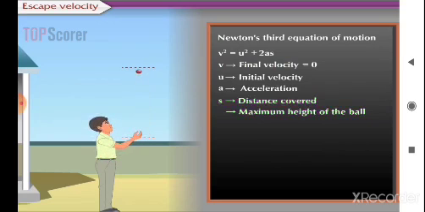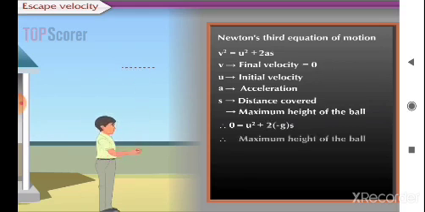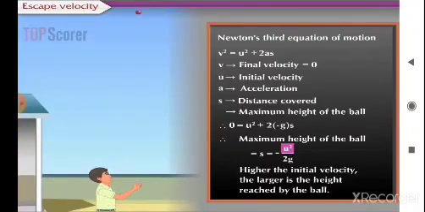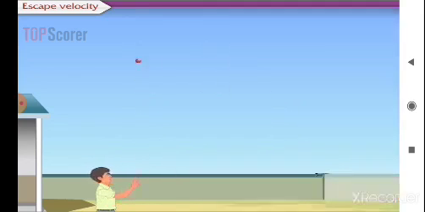That is the maximum height of the ball. 0 is equal to u square plus 2 into minus g into s. Therefore, the maximum height of the ball is s is equal to minus u square upon 2g. Higher the initial velocity, the larger is the height reached by the ball.